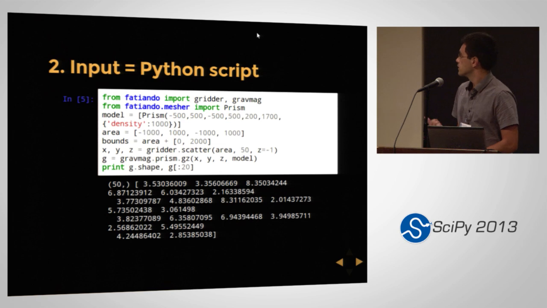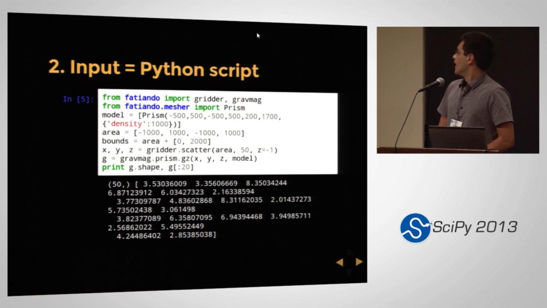So for example, this is a real example. This slideshow is a notebook, in case you haven't noticed. So then, if I want to calculate, for example, the gravity field caused by a prism model, so a 3D prism model, I can just call the prism class and give it some density, since Fatiando Terra handles physical properties as dictionaries. So I could give it also a magnetization, I could give it a thermal conductivity, and so on and so forth. Then I can call the gridder scatter function to generate some random set of points.